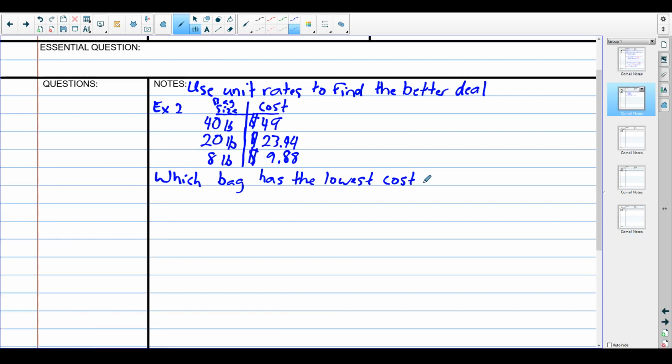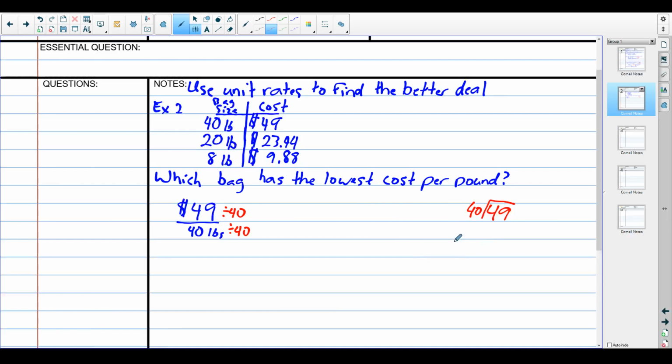Cost. Okay. So we want cost per pound. So we want to put cost on top, pounds on the bottom. So if we start at the top here, we have $49 for 40 pounds. And we're just going to divide this by 40. In reality, it's 49 divided by 40.